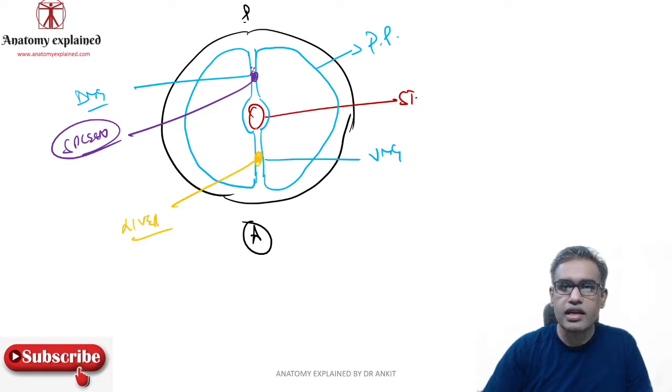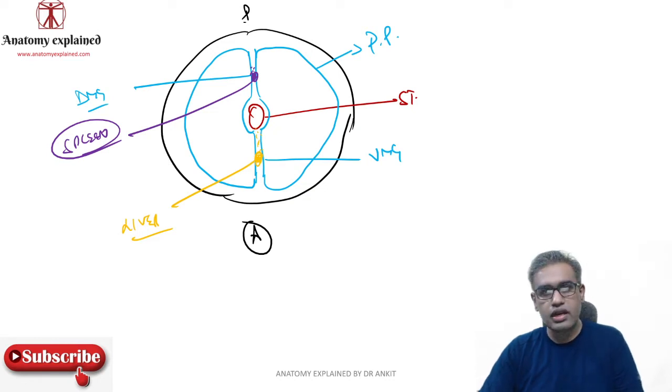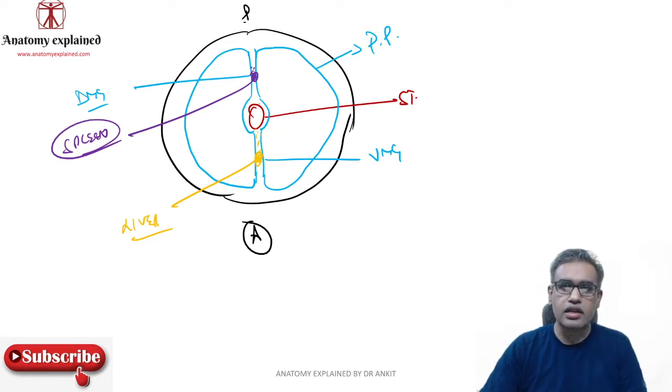But that liver is in direct continuation with the gut part via the CBD, common bile duct. The spleen is not directly related to the gut part. It is a lymphoid tissue, lymphoid organ.